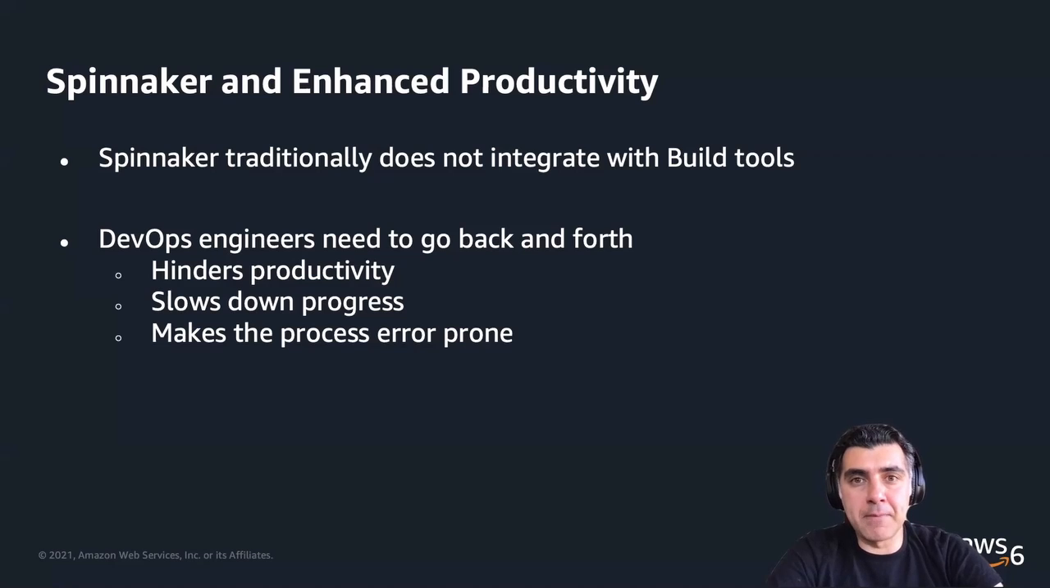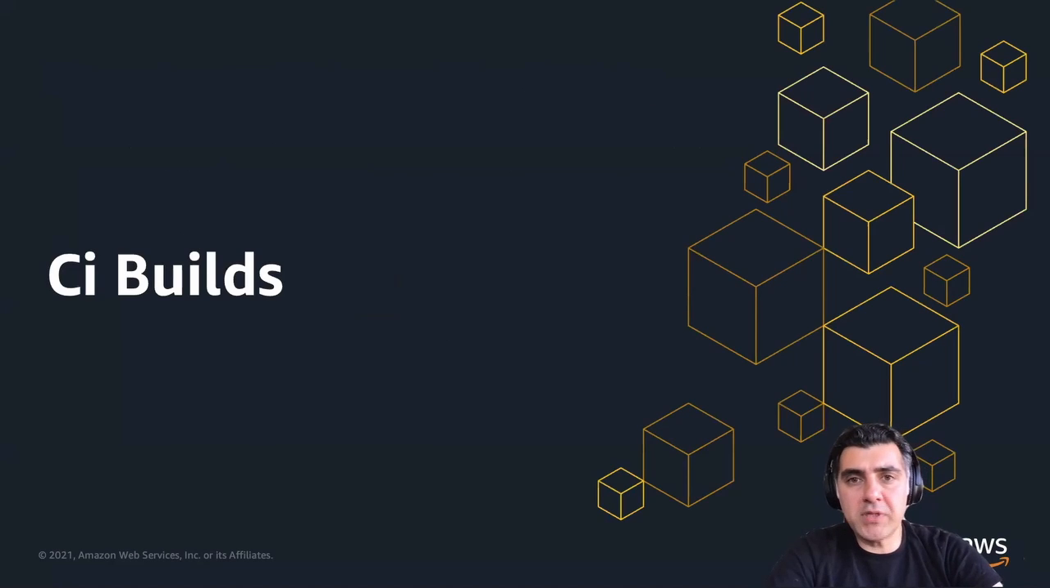So for developers and engineers to figure out what's wrong with the deployment of their software system, they had to go back and forth between the build tools and Spinnaker, and it would result in lower productivity of these engineering teams. It would slow down progress, and it was error prone because you would lose track of things. So what CiBuild aims to do is actually to solve this problem.